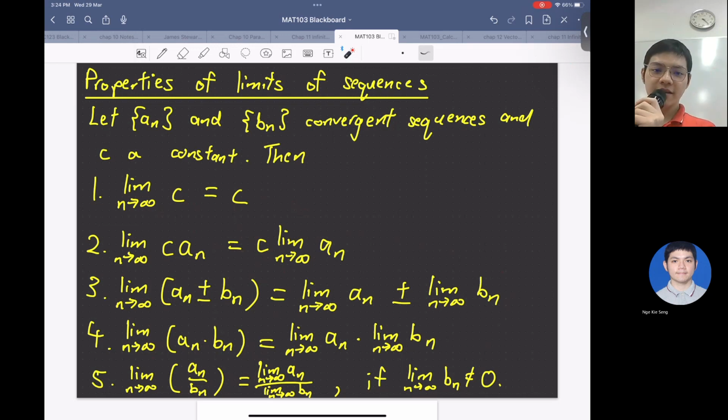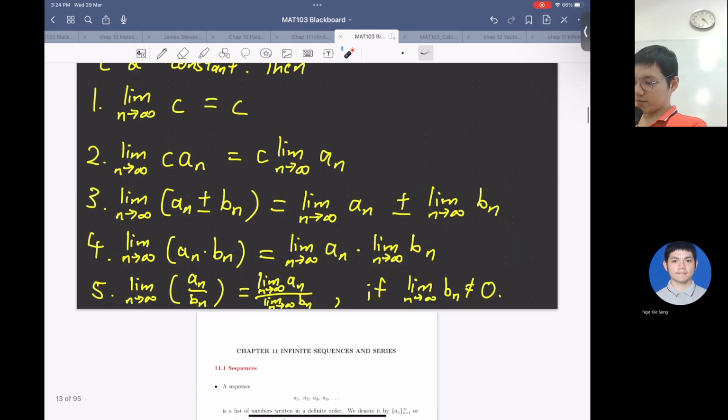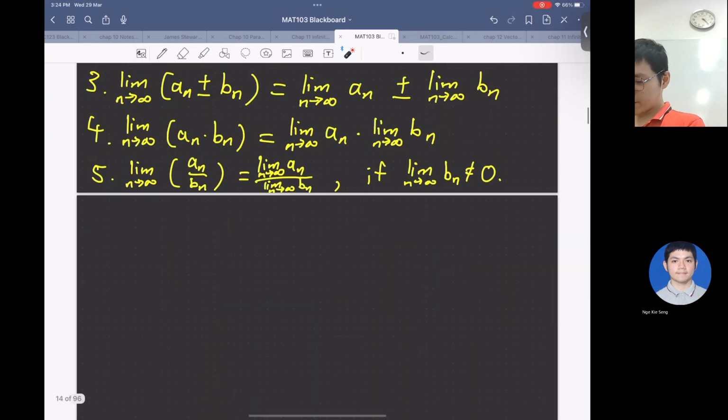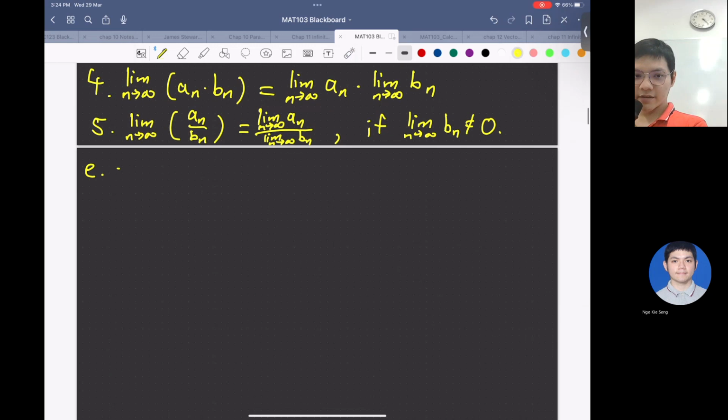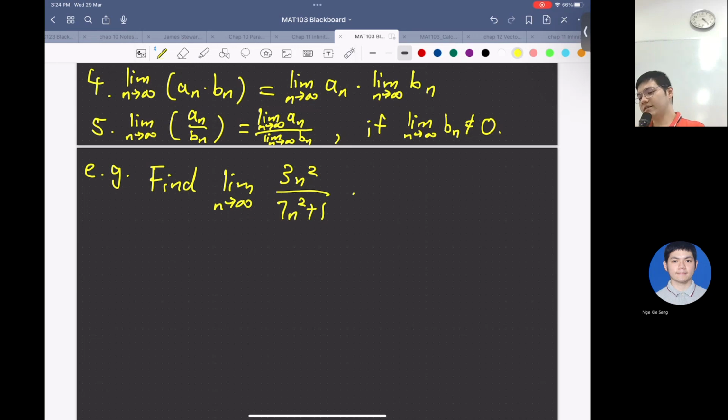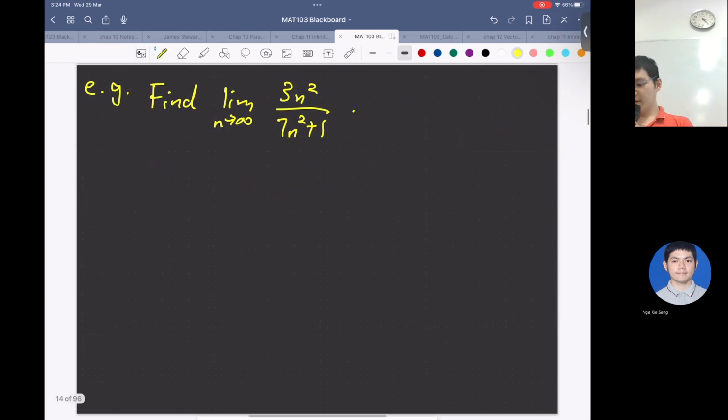All right. Do we have examples? Okay, we have examples. Let me show these examples. Example: find the limit of 3n squared over 7n squared plus 1. So let's say we want to find this limit here.